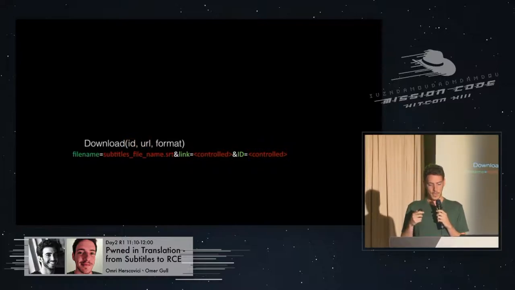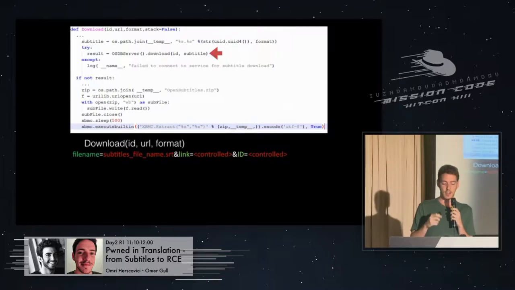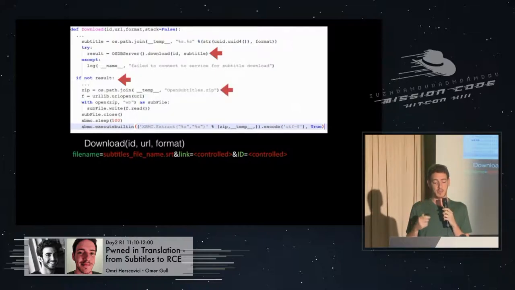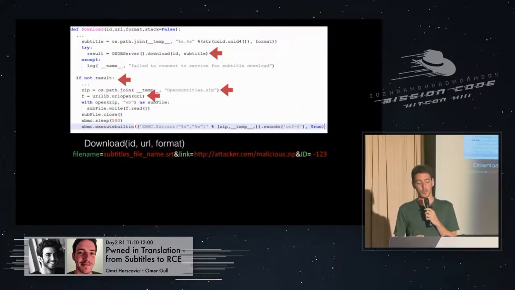So how does this function behave? First, it uses the Open Subtitles API to try and download the subtitle based on the ID given to it. But the really interesting part is what happens when it fails, if the ID does not exist. Then the not result branch would be taken, and it downloads a zip file from the link given to it. So by changing the ID to something that doesn't really exist, such as -123, and overwriting the link to point to a zip file stored on our servers, we can force Kodi to download a remote zip file. And after the download, the zip file is sent to the function xbmc extract.